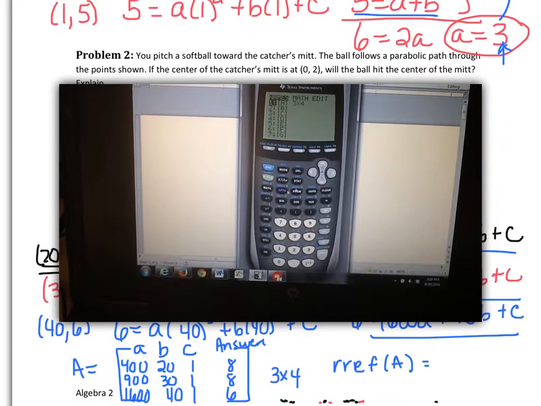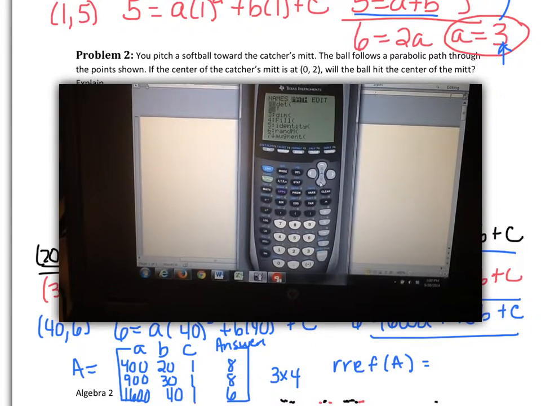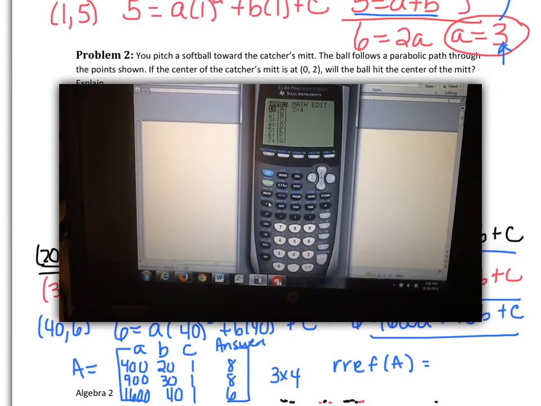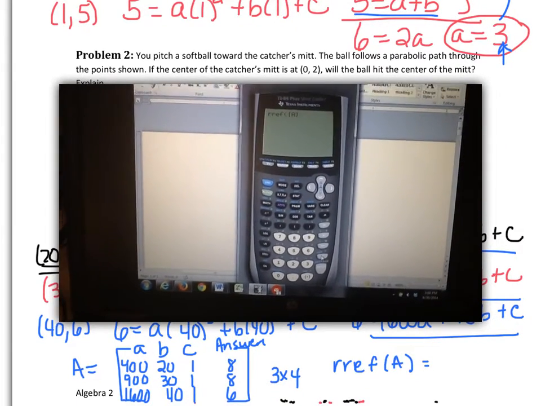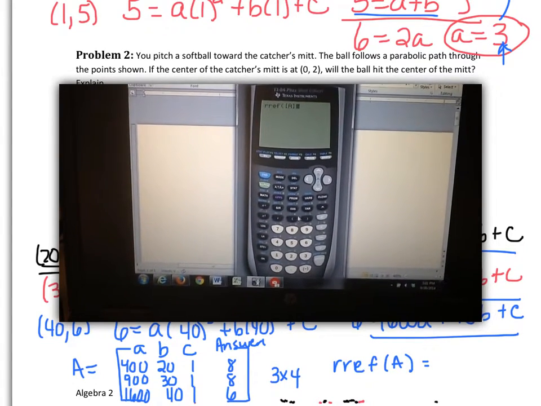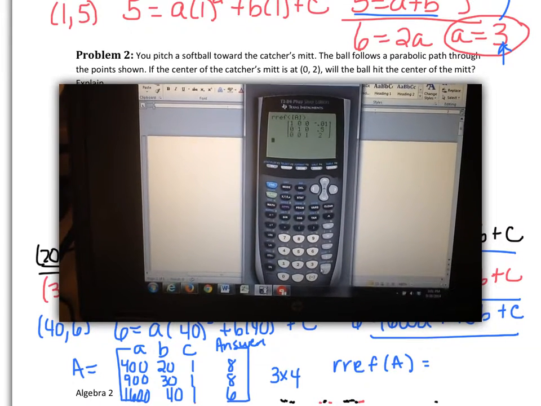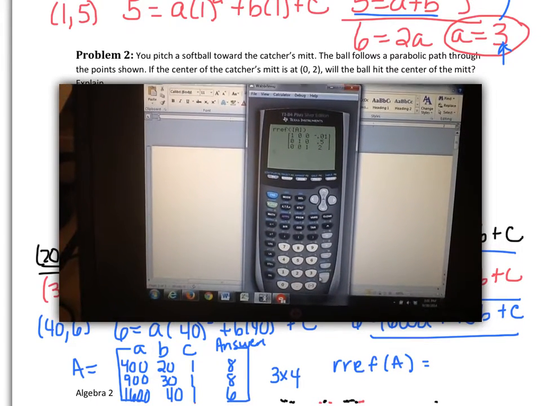Now go back to matrix. Now you're going to toggle over to math, and you're going to select reduced row echelon form. Here I'm going back and selecting my matrix A, and then put an end parenthesis here, and then hit enter. And there is your answer. You get, in this case, a is going to equal -0.01, b equals 0.5, and c equals 2.